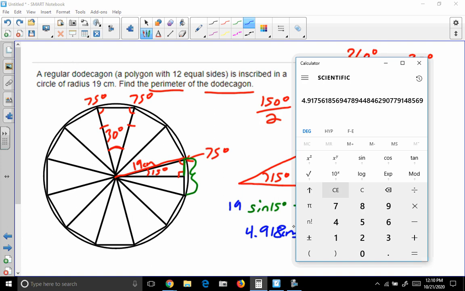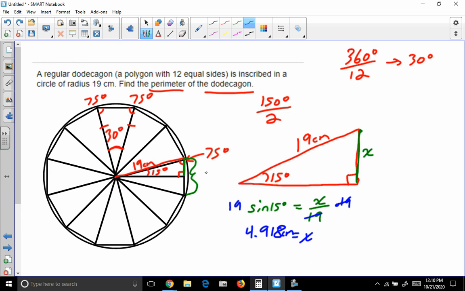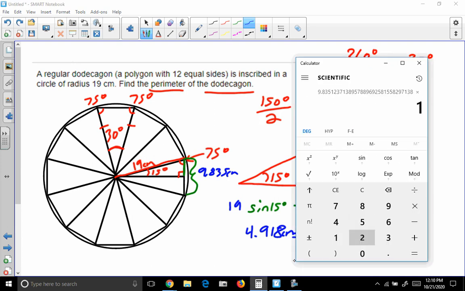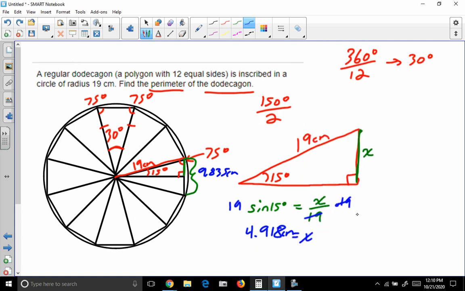So if we double that, 9.835 would be one side of the dodecagon. And then if we multiply that times 12, that'll be the total perimeter. So to the nearest integer, that perimeter would be 118 centimeters.